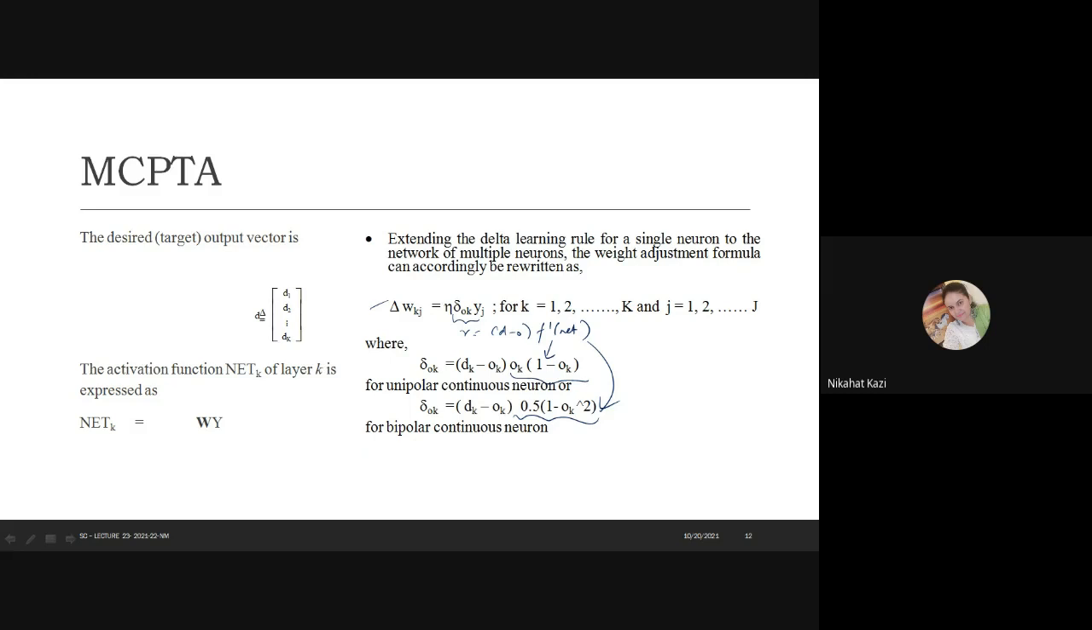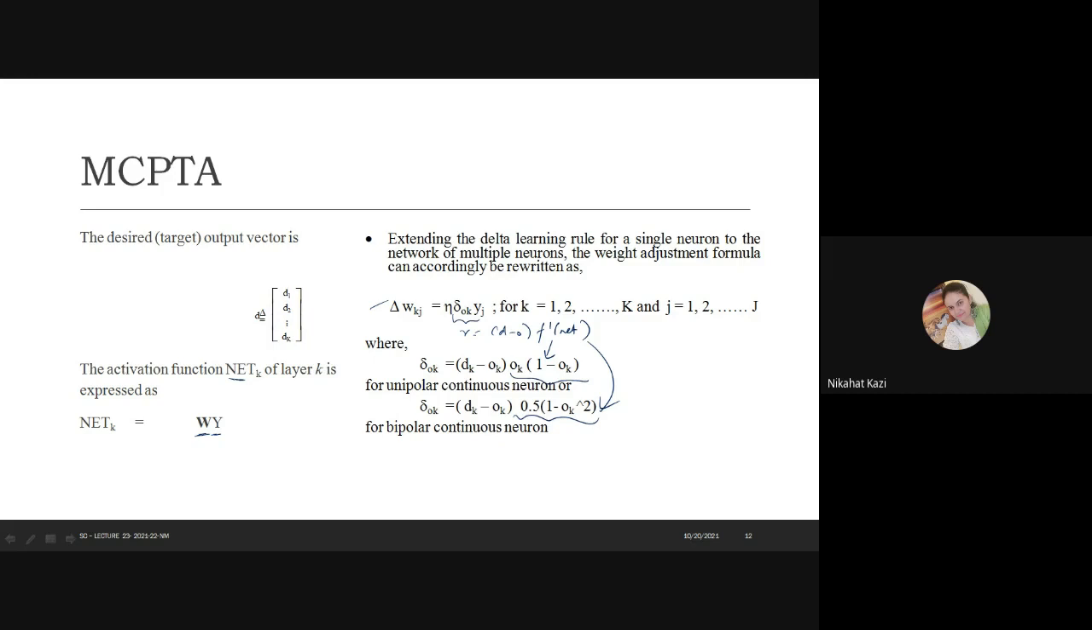Right? There were 3 neurons. We had 3 net values. So this is a vector, which will be obtained by multiplying the weight matrix W with the input vector y in this case. It is augmented. One additional bias is added. In case of both perceptron and delta learning rules, you have to have augmented input vectors, right?